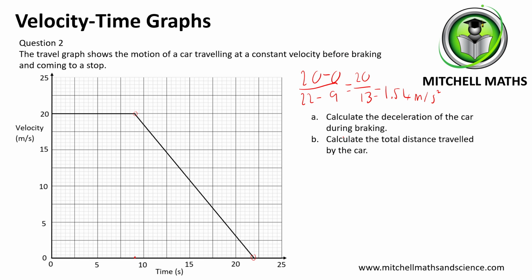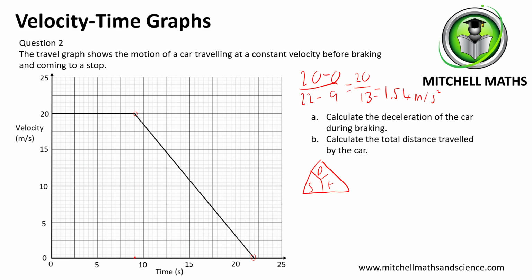Part B tells us to calculate the total distance travelled by the car. When you're using velocity time graphs, you can calculate the area under the graph, and that gets you the distance travelled. It all comes from the equation speed, distance, time. You do speed times time, you get distance. So if you're working out the area under the graph, you're doing the speed or velocity times time taken.